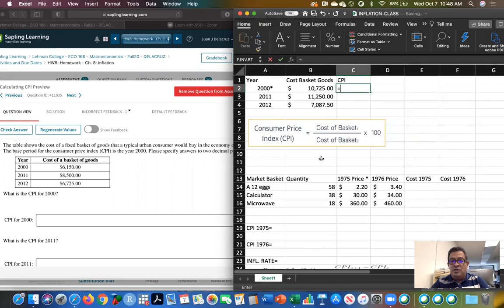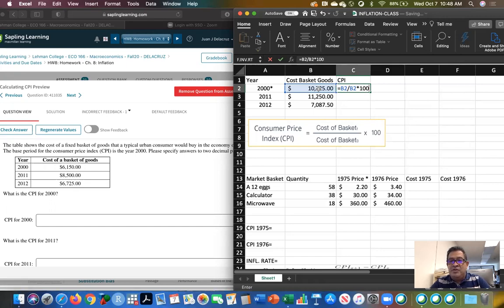I'm going to say equal. I'm going to divide the current, which in this case happens to be 2000, by the base year, which in this case is also 2000. And then I'm going to multiply by 100, right? So in this case, I am creating the CPI. And remember, when you choose a year, that's going to be the 100%, right? So that is the base year.